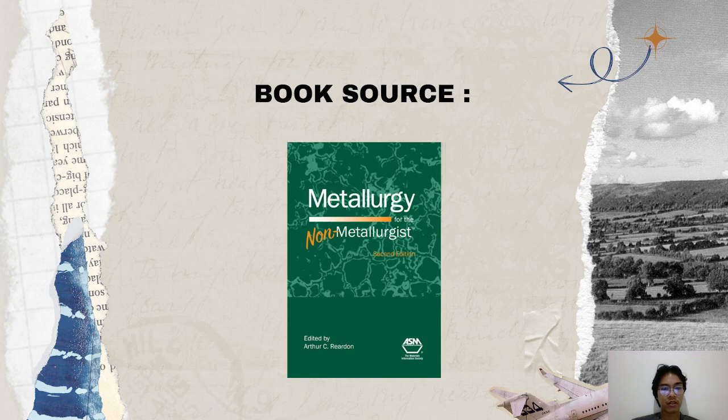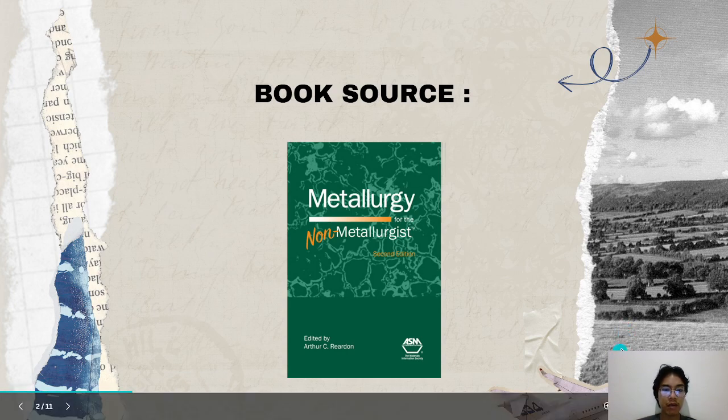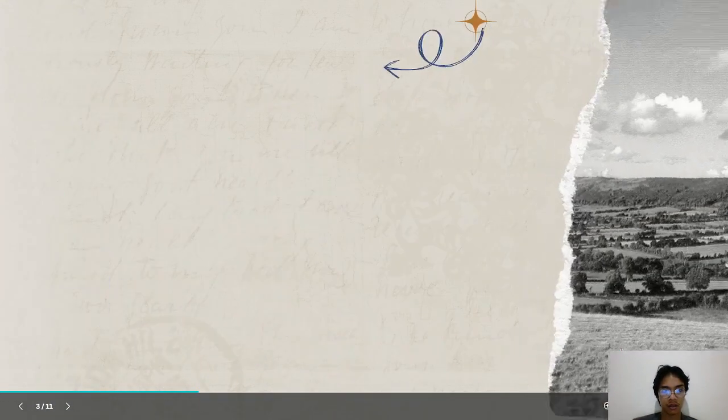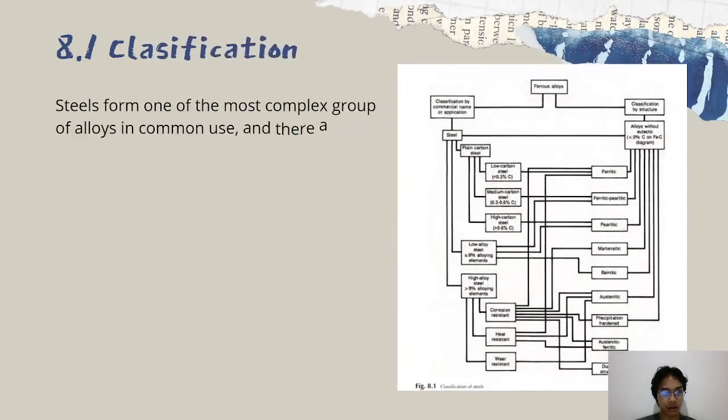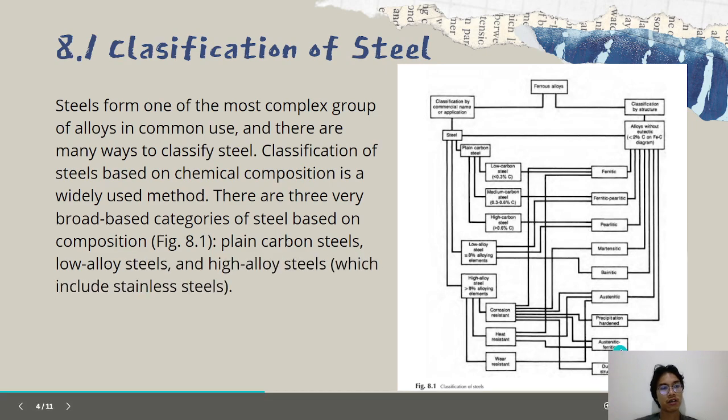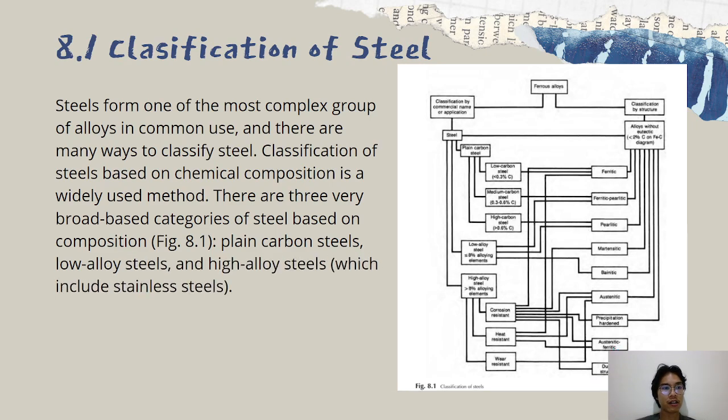My presentation is from the book Metallurgy for the Non-Metallurgist, second edition, edited by Arthur Sheridan. The content is: 8.1 classification of steel, 8.2 carbon steels, 8.3 alloy steels, 8.4 alloying elements in steel, and 8.5 strength and toughness. The first is 8.1, classification of steels.